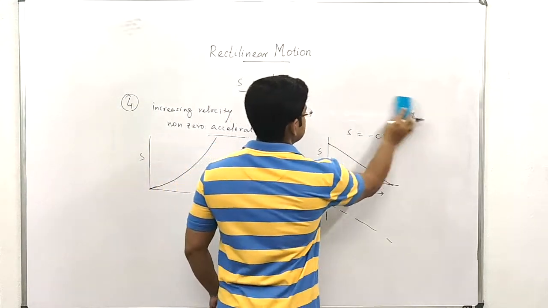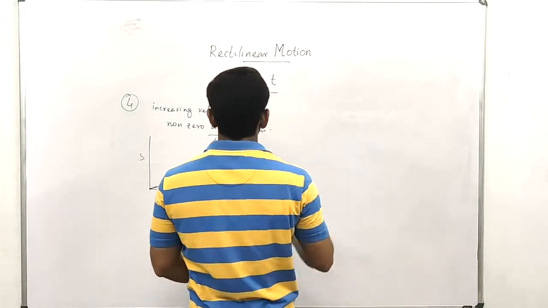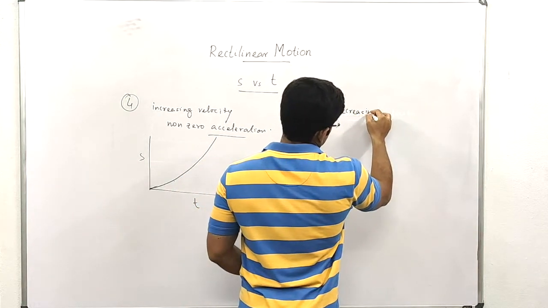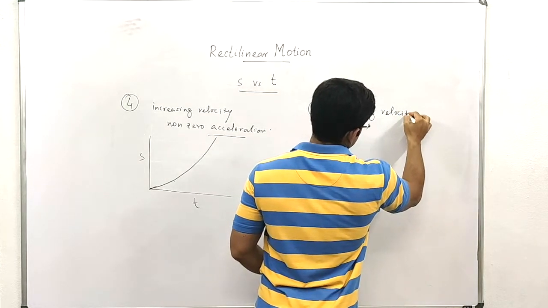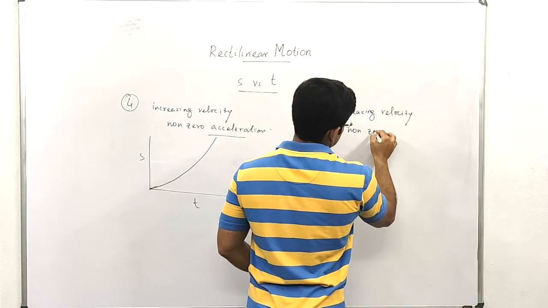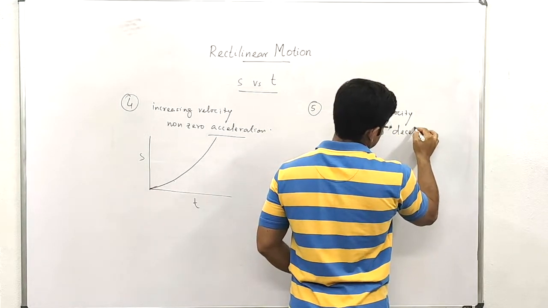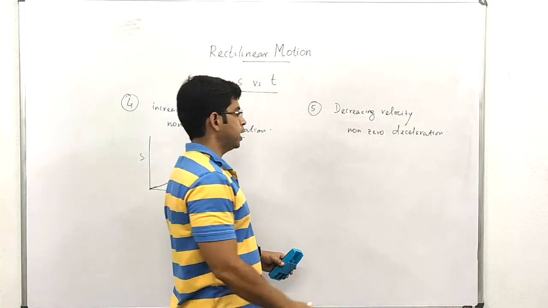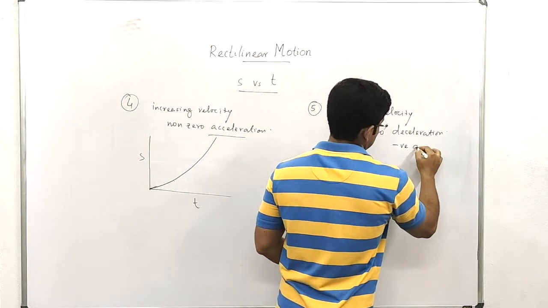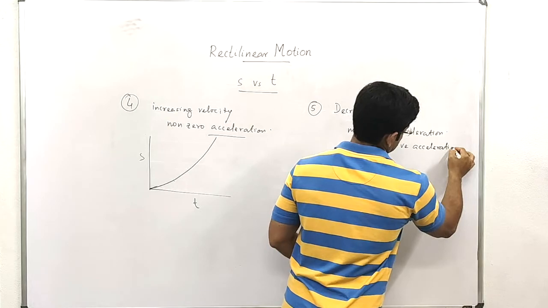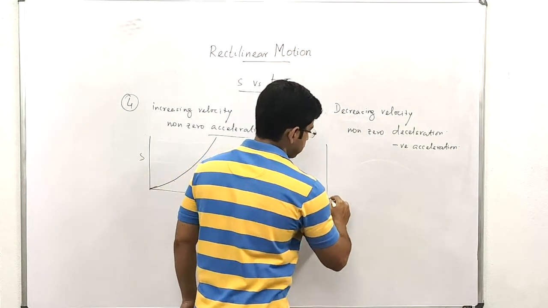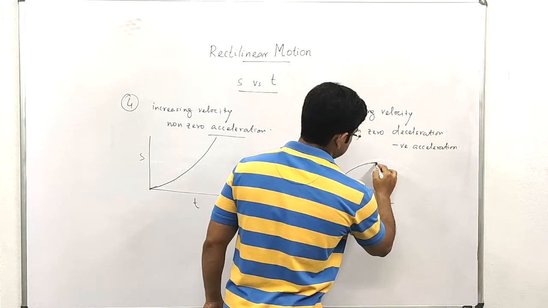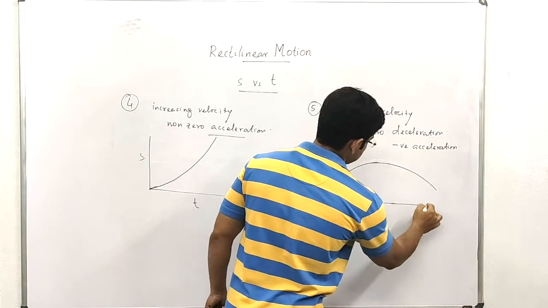The fifth case, decreasing velocity. That means non-zero deceleration. Please note that deceleration means nothing but negative acceleration. That means non-zero negative acceleration. So the s versus t curve will be a curve with decreasing slope. Even the curve can reach a maximum and after that go downwards also.